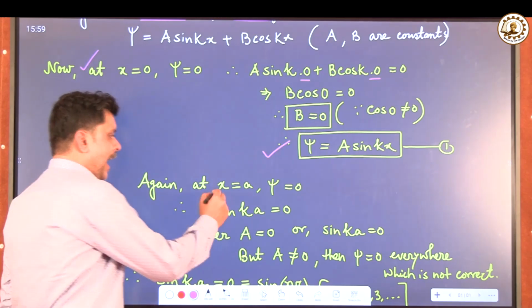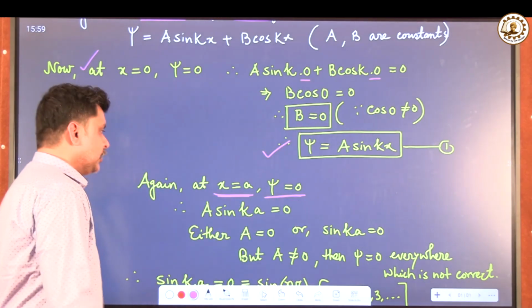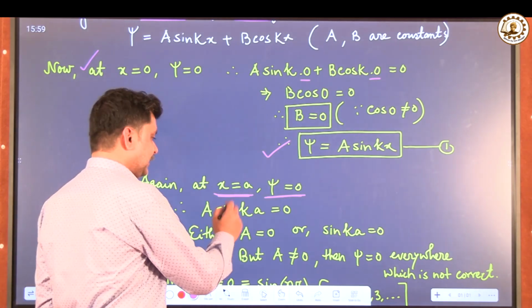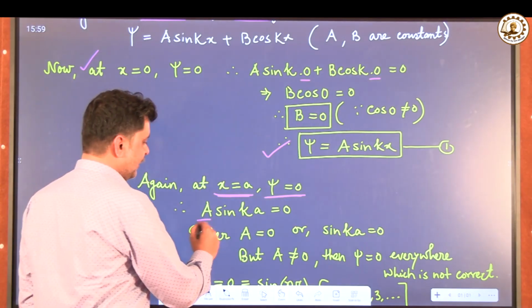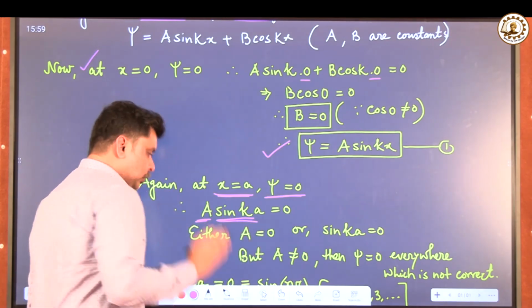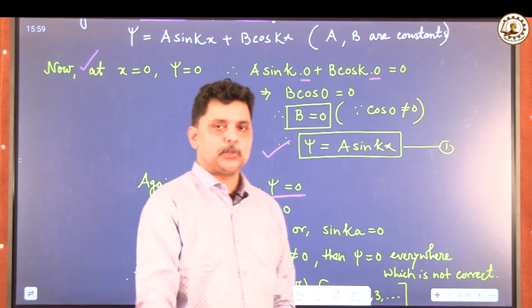Because we remember at x equal to a, psi is equal to 0. Right? So A sin kx equal to A sin ka equal to 0. Here we have two terms: one is A, one is sin kx. So either A equal to 0 or sin ka equal to 0.